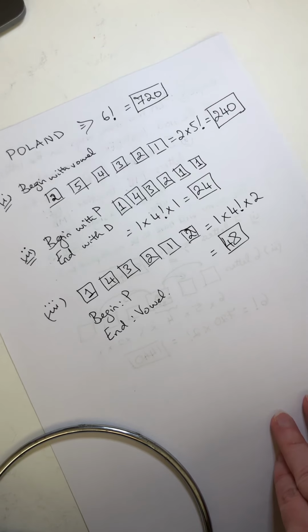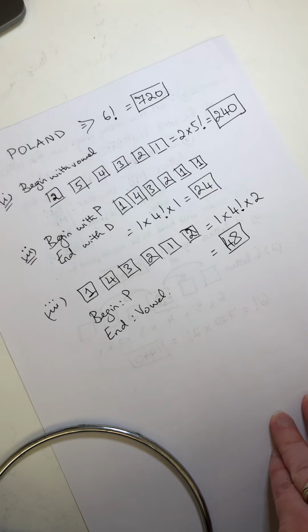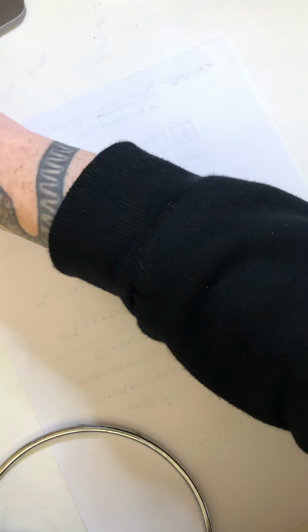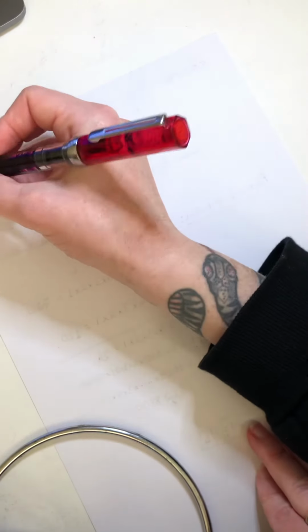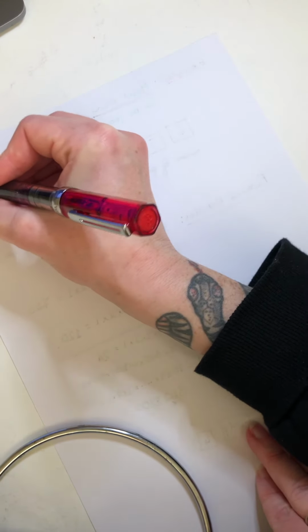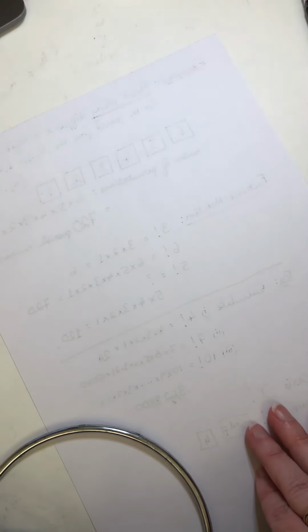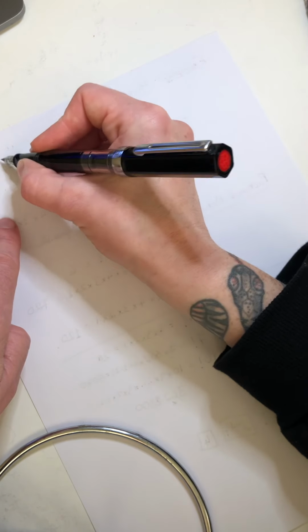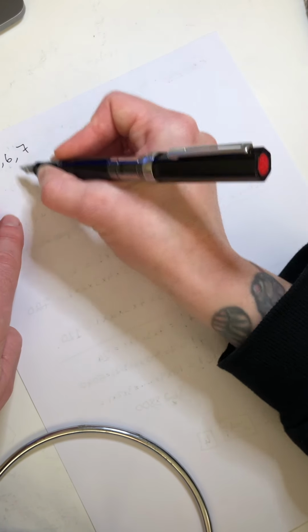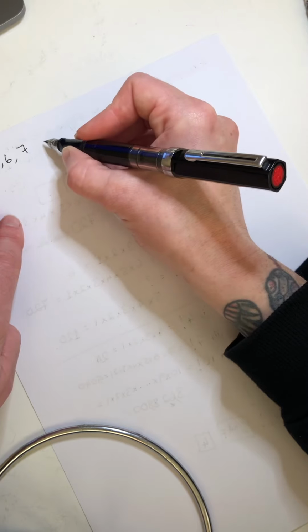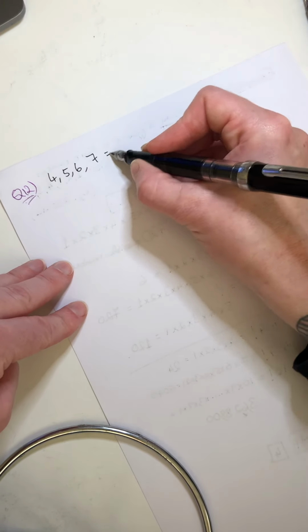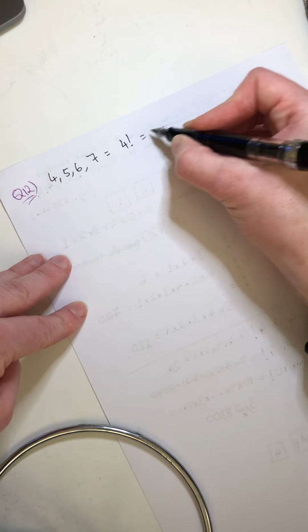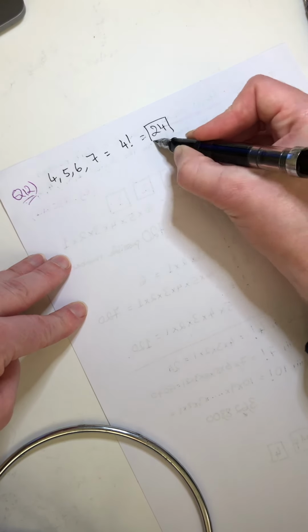Okay, so those were the straightforward questions, and then I'd asked you to do 2 slightly more difficult questions. Question 12. How many 4-digit numbers can be formed using the digits 4, 5, 6 and 7 if no digit can be repeated? So that's going to be 4 factorial arrangements, 24 arrangements.